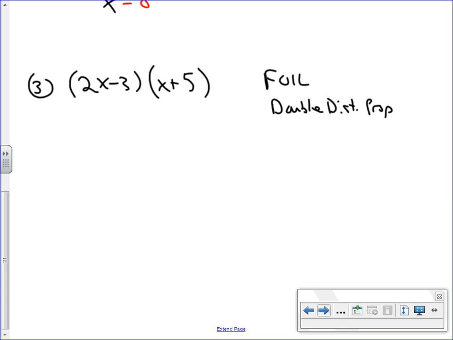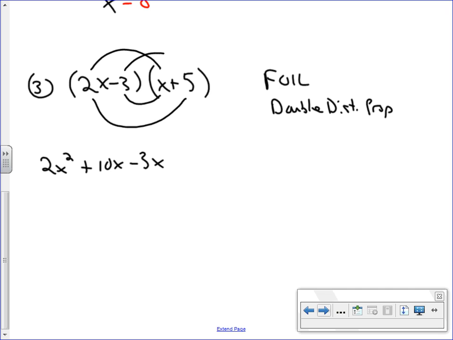F stands for first. So you multiply the first times the first. 2x times 2x is 2x squared. O stands for outer, or outside, and I usually drew it down here. 2x times 5 is 10x. I stands for inside or inner, negative 3 times x, minus 3x, and L stands for last, negative 3 times 5, negative 15.